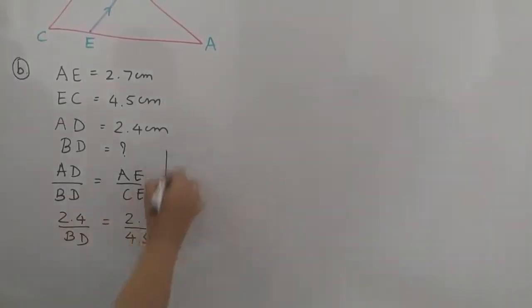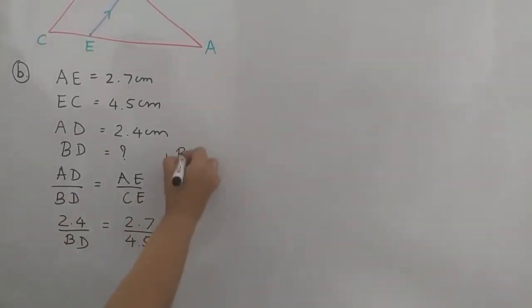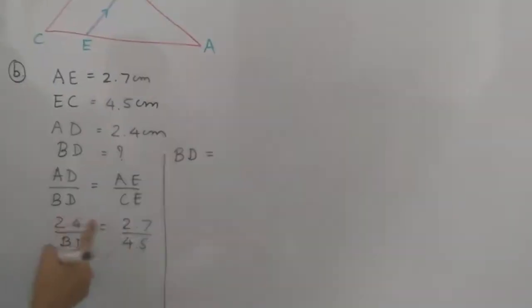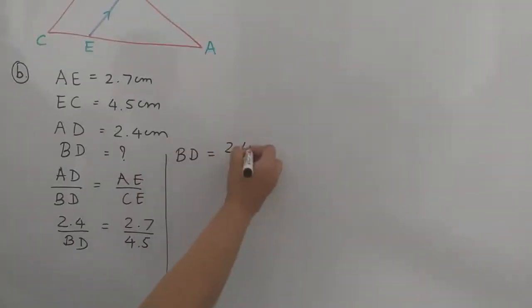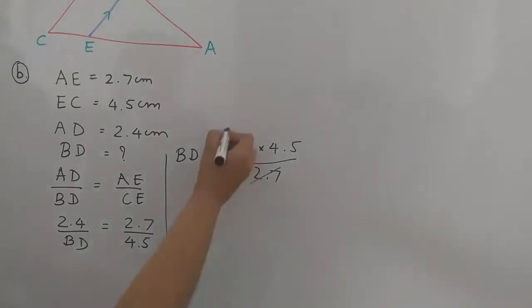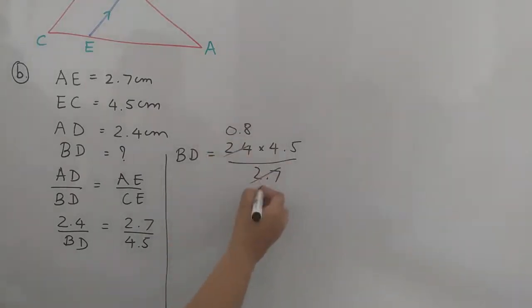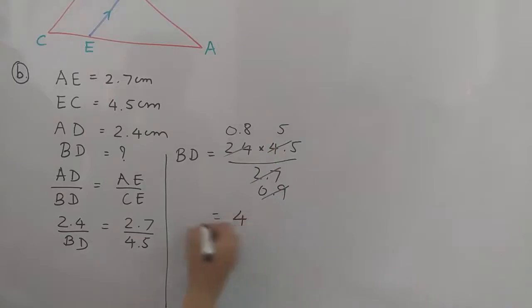So for that I write here the BD value I want, so 4.5 upside and 2.7 downside, in a crossway we can write. Now we solve this; the 3s are here, so here 0.8 and here 0.9. Now here the 5s will get cancelled, and we get the value of BD as 4 centimeters. 8 fives are 40 and 1 decimal point, so it will become 4 centimeters, which is the value of BD.